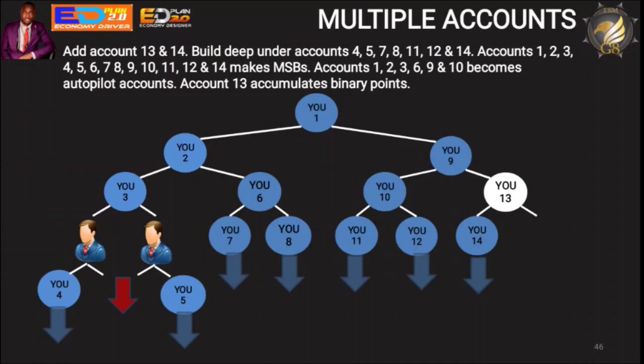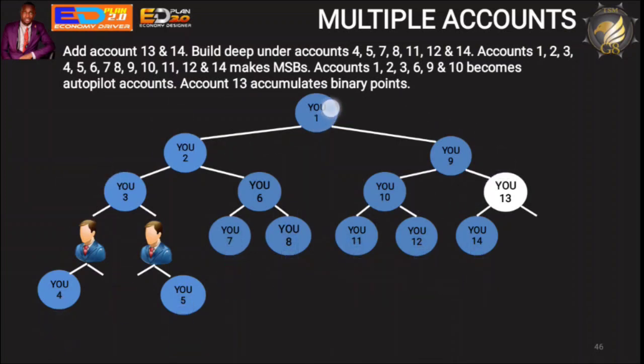Account 1, 2, 3, 6, 9, and 10 becomes autopilots. Account 1 is an autopilot, 2 is an autopilot, 3 autopilot, 6 autopilot, 10 autopilot, 9 autopilot. No, account 1, 2, 3, 6, and 10 autopilots. You can see there, all of them, they are in blue.